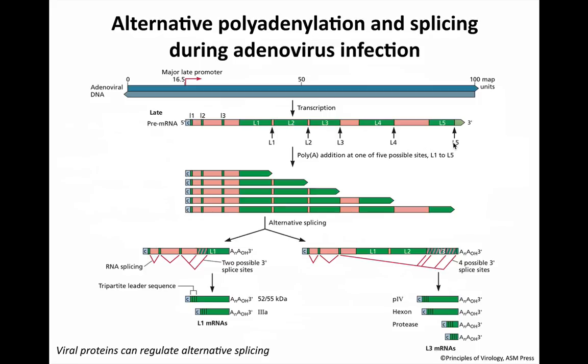During the last phase of infection, each of these 5 polyadenylation sites directs 3' end formation with about the same frequency.